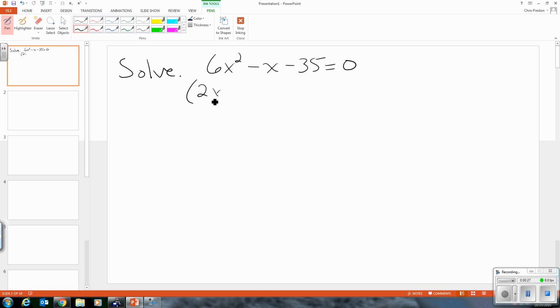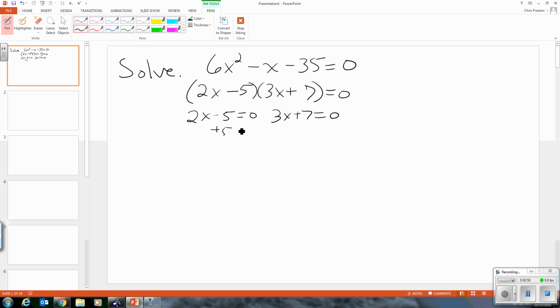And it does factor. This factors as 2x, 3x, factors of 35. I think I want a 5 here and a 7 here. So I get a negative 15 and a positive 14. That'll add and make negative 1. So then set those equal to 0 and solve it.